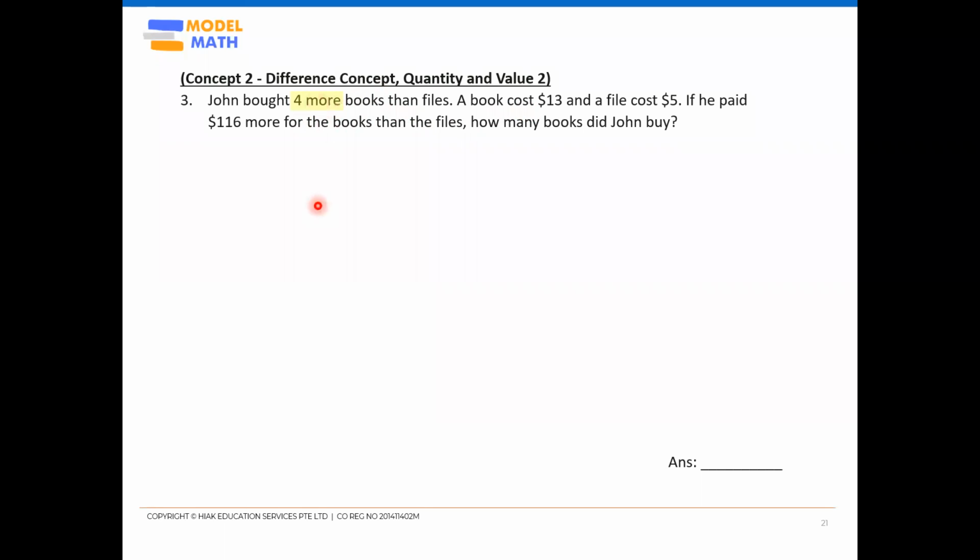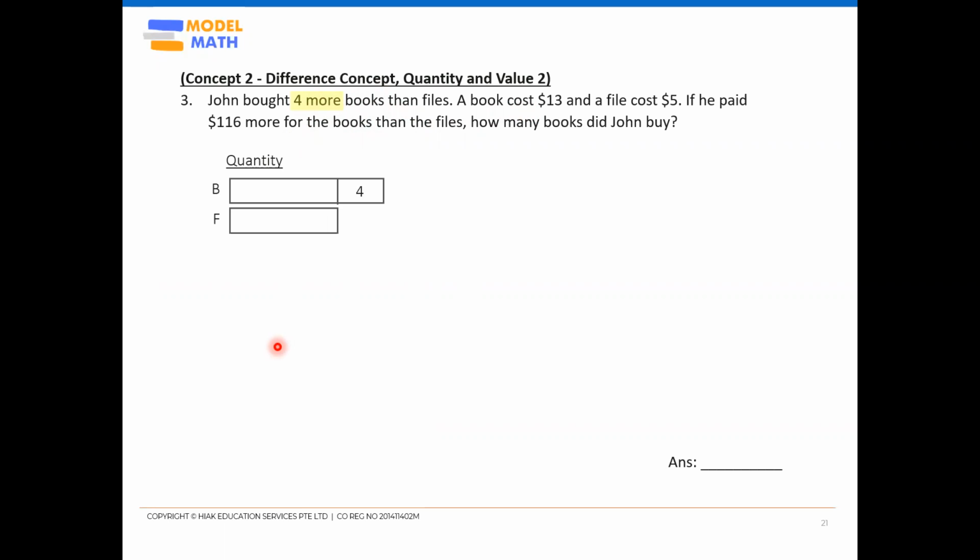So let's begin by drawing a quantity model. So what is the quantity model in this case? Of course, in this case it would be the first sentence, because that is a quantity comparison. 4 more books than files. So just a very simple model like this.